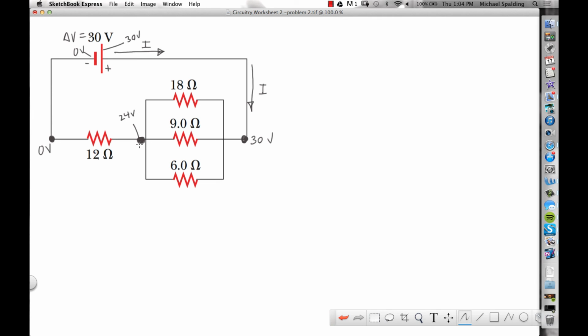So what's the delta V between those 2 points? From 30 over to 24. What's the delta V from here to there? Nathan? 6 volts. 6 volts, okay?